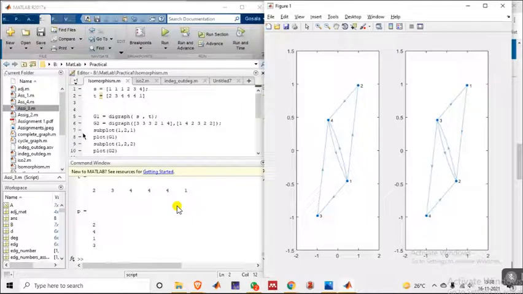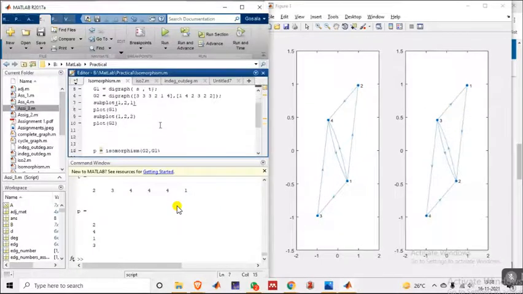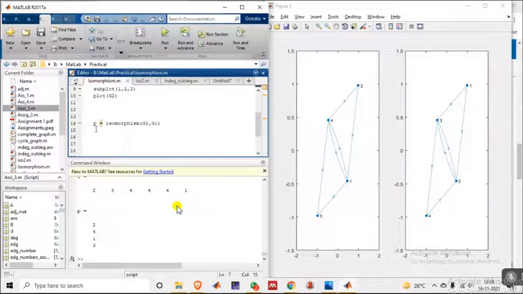Now that we have plotted these two graphs, the method which we will be using is isomorphism. When you are coding this problem, this is the method you have to use, is isomorphism.